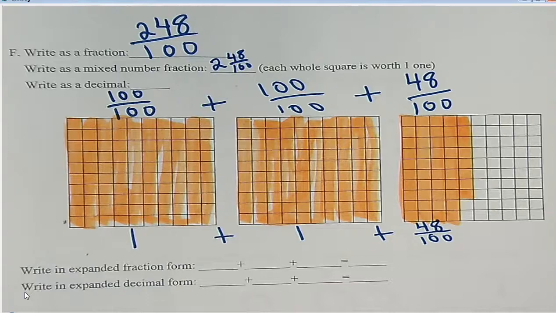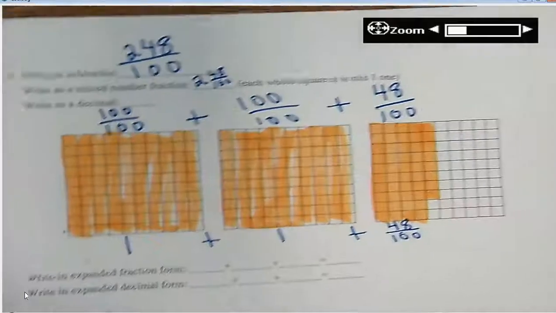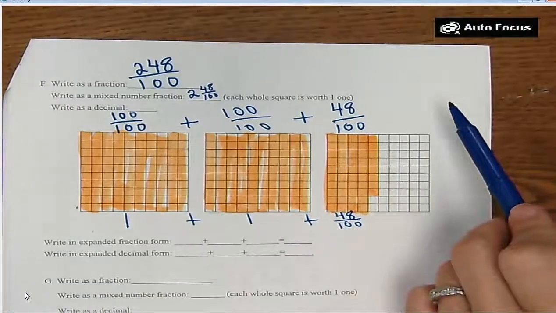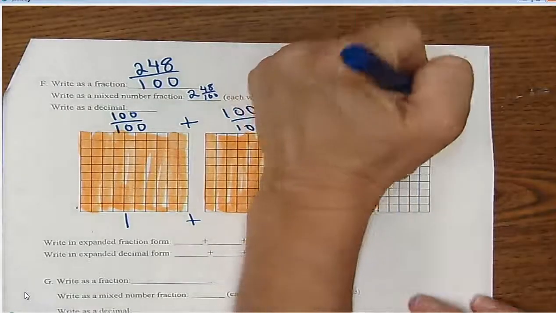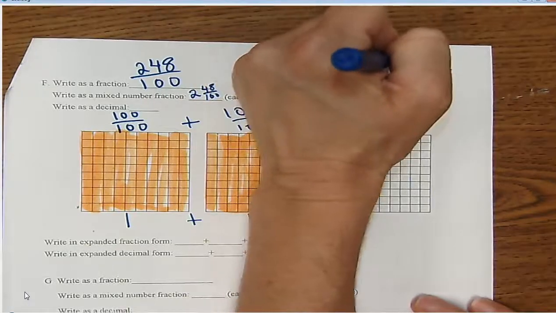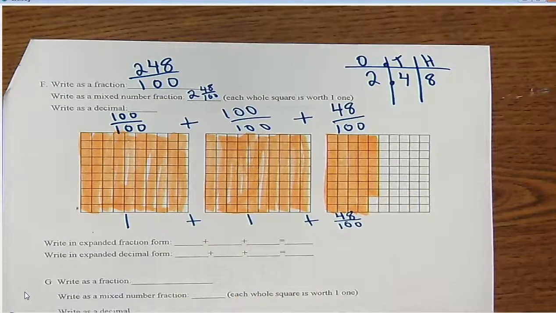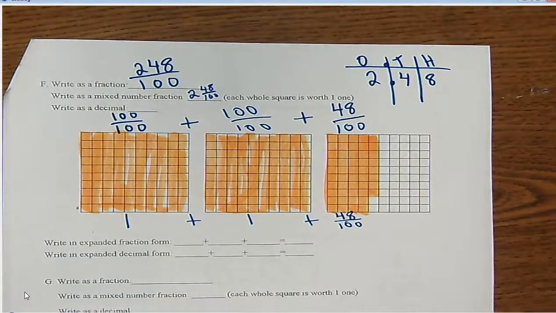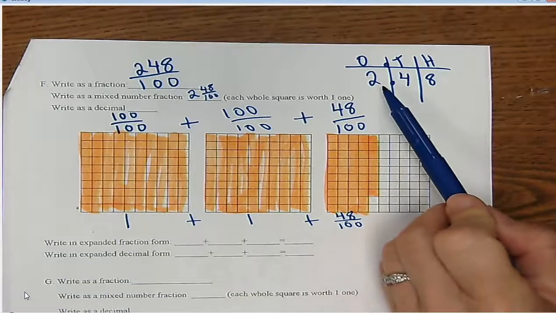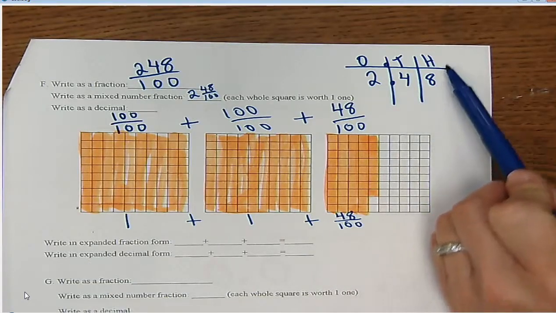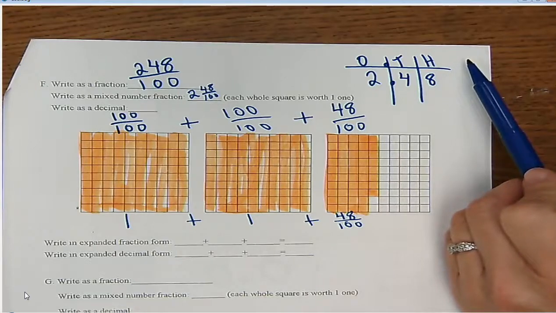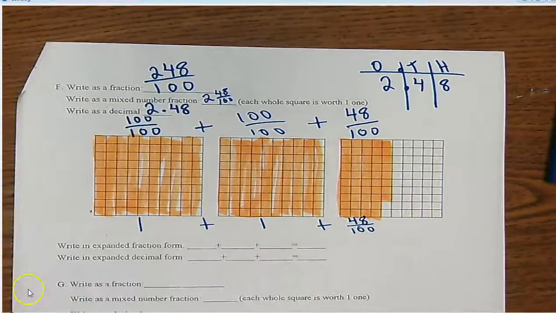For a decimal then, 2 and 48 hundredths. So let's make a little place value chart right here. So pause to copy if I'm going too fast. Okay, this number is 2 and 48 hundredths. So for a decimal, 2.48. Okay, so 2.48, and I am out of time, so please go ahead and click back to the website and watch the second video.